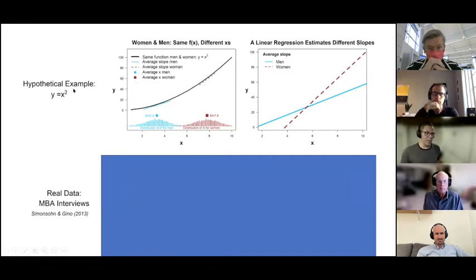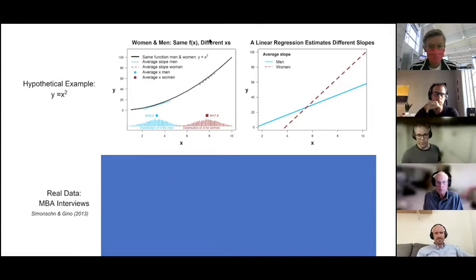I just make up the data to make it as extreme as possible, and then I use real data that I have with Francesca. Okay, so let's say the true functional form is like this. That's the truth. That's it. There's no z. The thing is, men and women have different x's. This can be the example with work experience. So let's say women have a lot more work experience than men do.